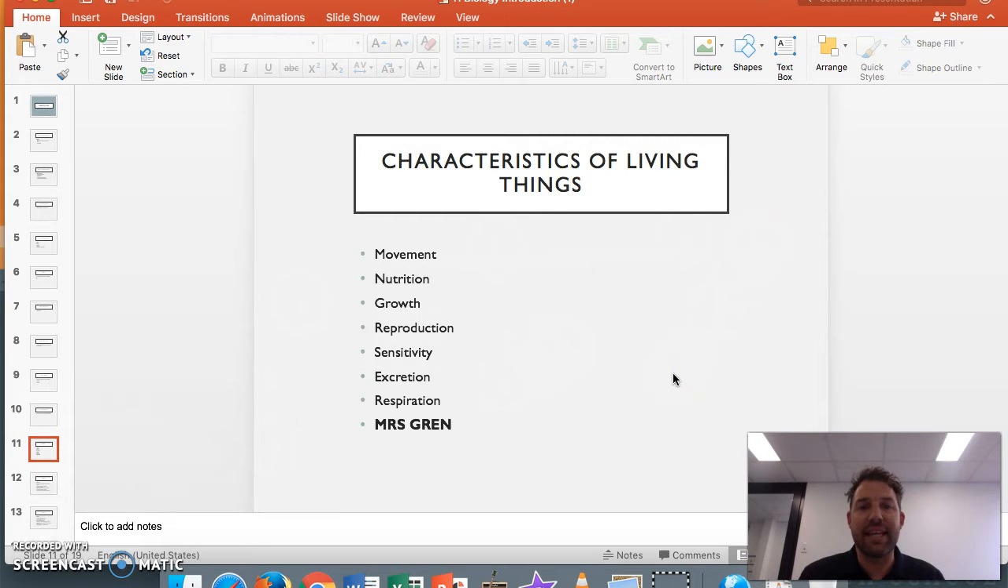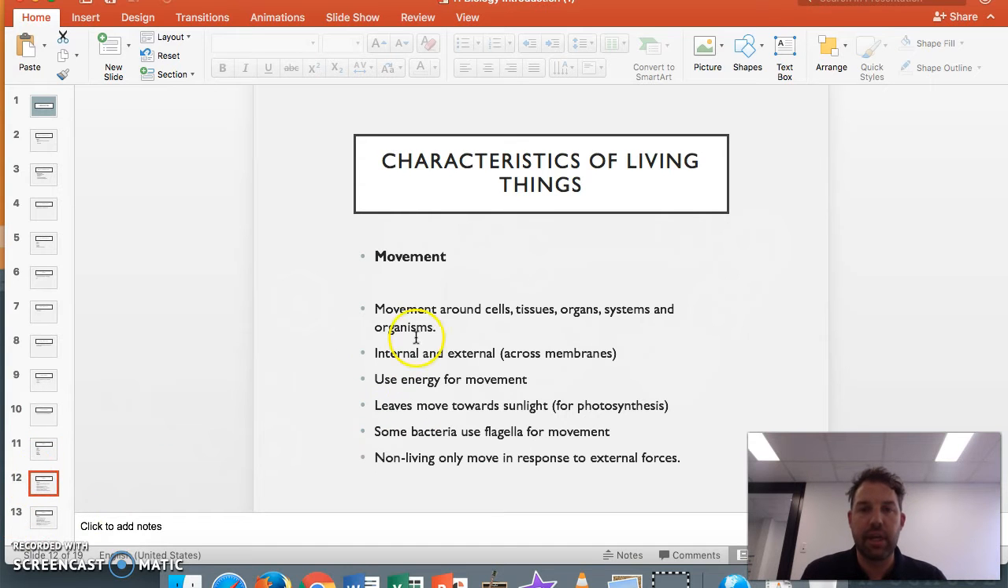We then looked at the characteristics of living things and we saw that there were 1, 2, 3, 4, 5, 6, 7 living characteristics of living things according to your textbook. You can go through your textbook, it talks about them in more detail. We used the mnemonic Mrs. Gren to remember those. Here we go into a little bit more detail about each one of those characteristics of living things.